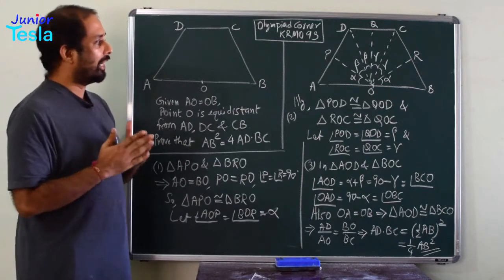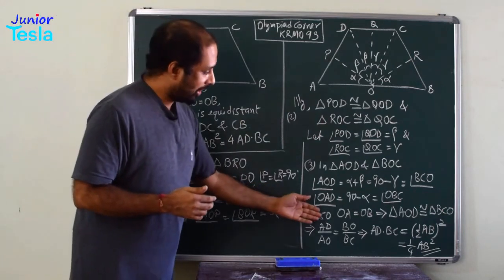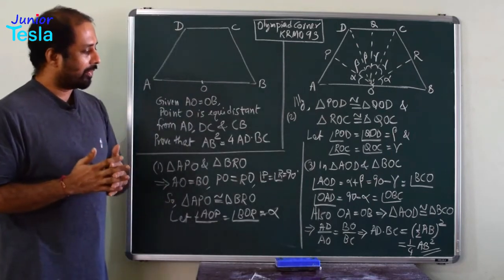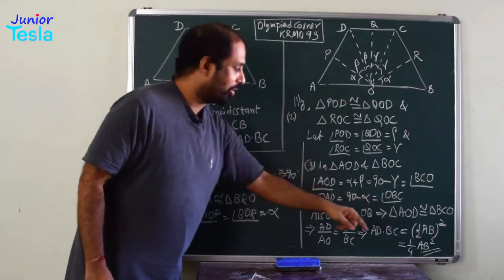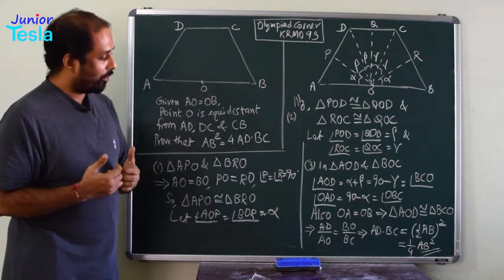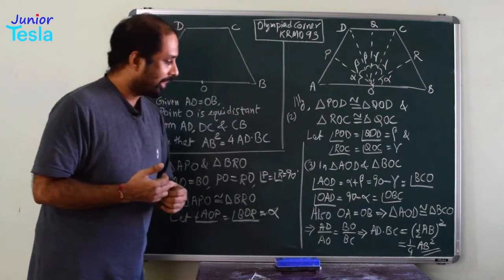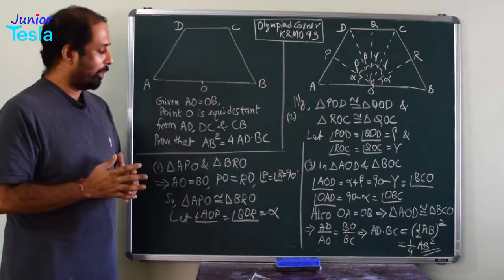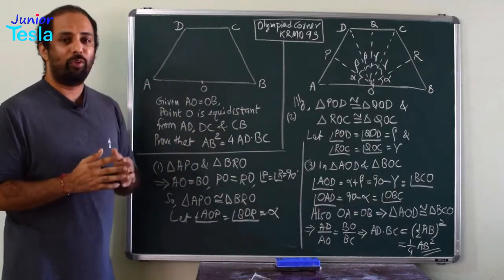They are congruent triangles. So if they are congruent, then you can write some ratios, right? So AOD and BCO are congruent. So I have taken AD and AO. So AD by AO is equal to BO by BC. Or if you cross multiply, it will be AD into BC equal to BO into AO.